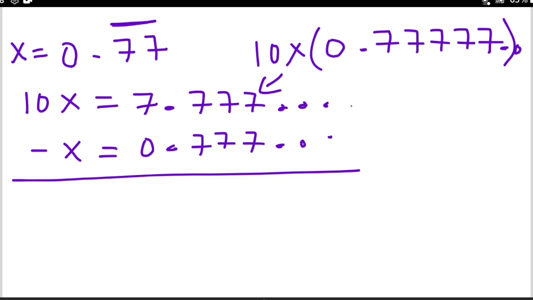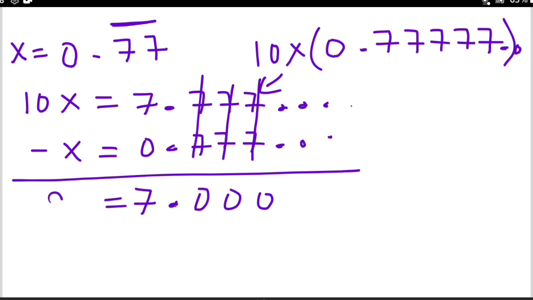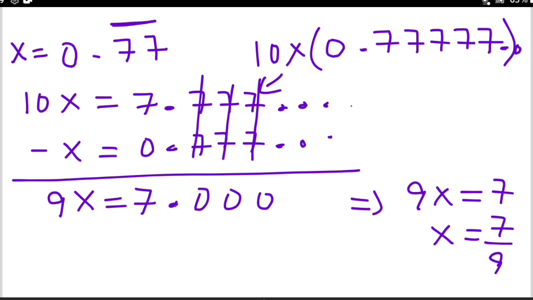So then 7 minus 7 gives 0, and here also 0, here also 0. Then the decimal point, 7 minus 0 gives 7 only. Then 10x minus x gives 9x. Then 9x equals 7. Then x equals 7 over 9. So we consider the x value as 0.777. It's a recurring decimal. So we converted it into a fraction, which is 7 over 9. Let's see one more example.